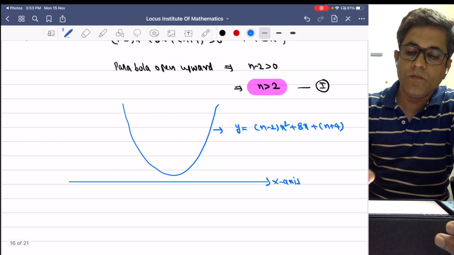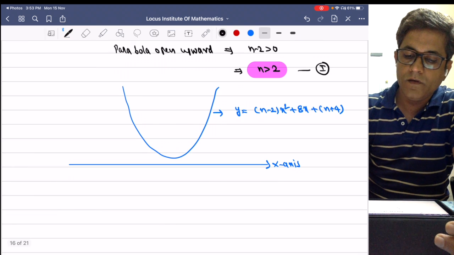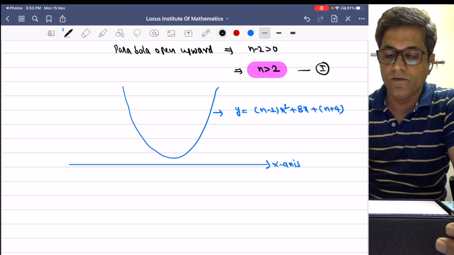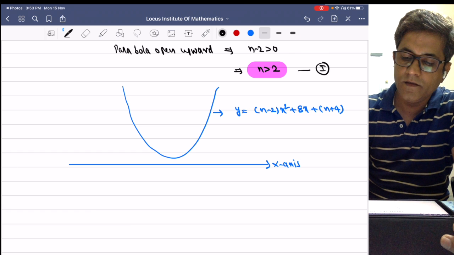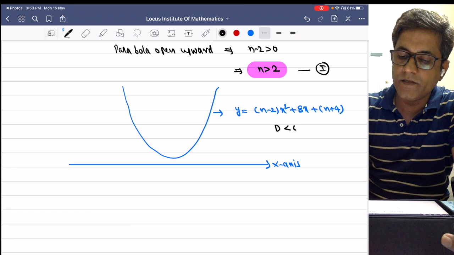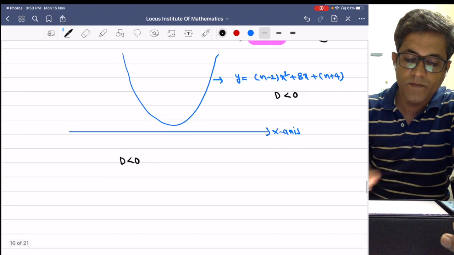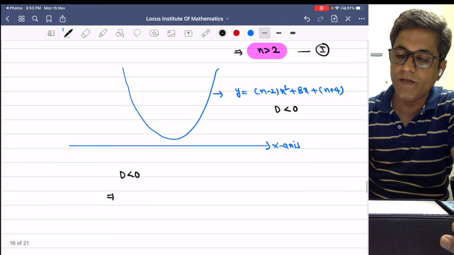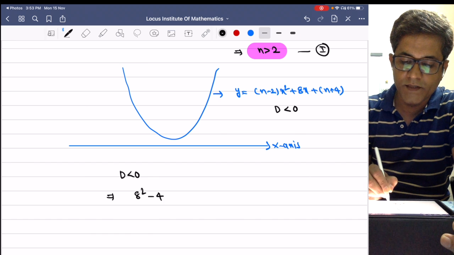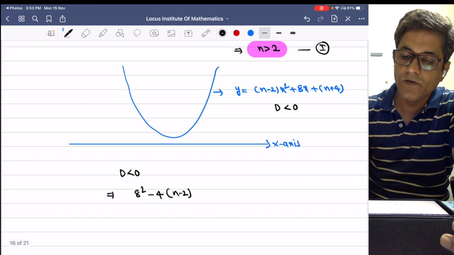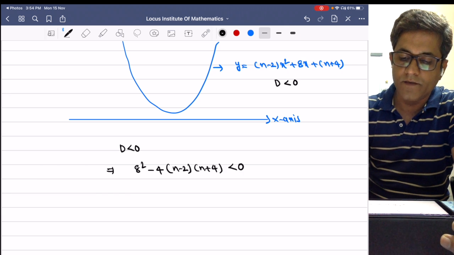Now the parabola is completely above the x-axis, therefore the discriminant is less than 0. This quadratic neither touches nor intersects the x-axis, therefore the condition is discriminant less than 0. Now calculate: the discriminant is b² − 4ac. Here b is 8, so 8² minus 4 times a, which is n − 2, the coefficient of x², times the constant, that is n + 4. So this is less than 0.